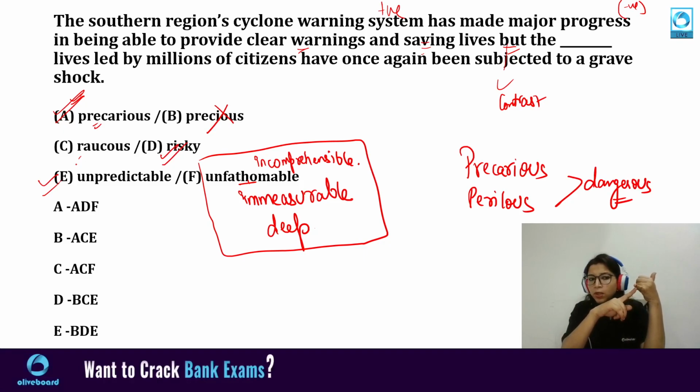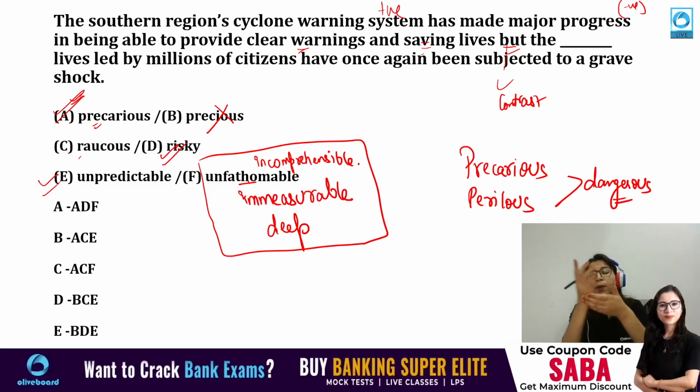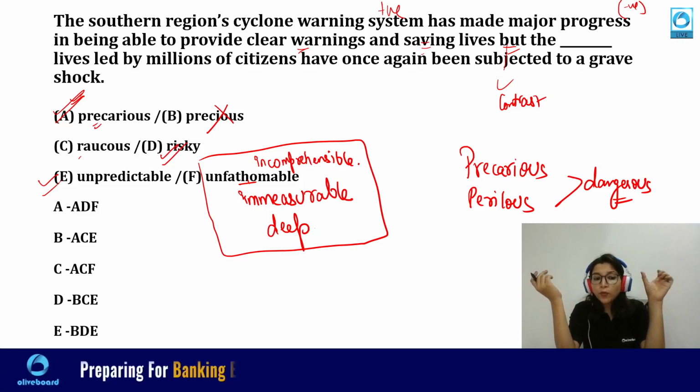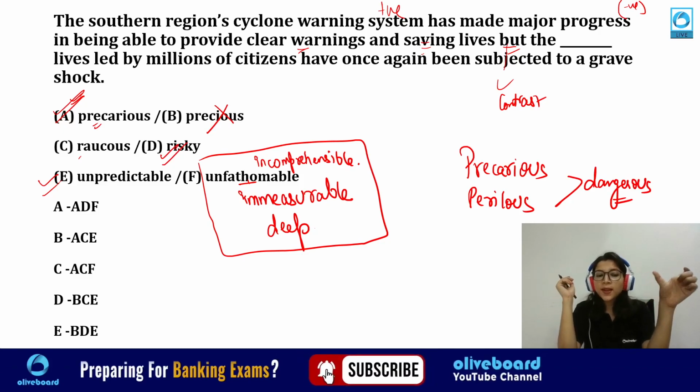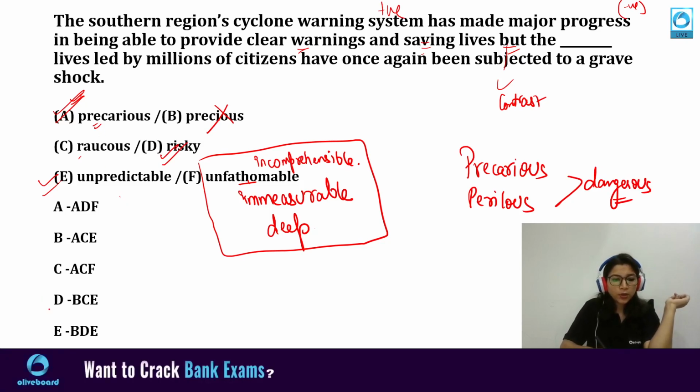देखिए एक तो उनकी लाइफ रिस्की होती है, प्रिकैरियस होती है, और दूसरी अनप्रेडिक्टेबल होती हैं कि आज तो वो सेफ है बट कल क्या, either they are going to be safe or not, that no one can predict. So of course based on the concept we can say that unpredictable is also the correct word. So precarious, risky and unpredictable, ADE is the correct option.